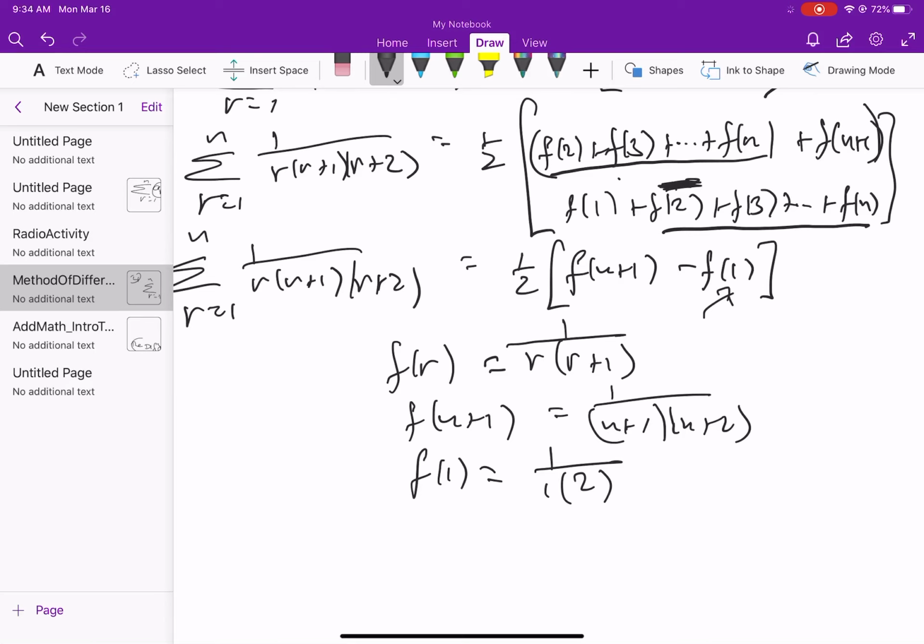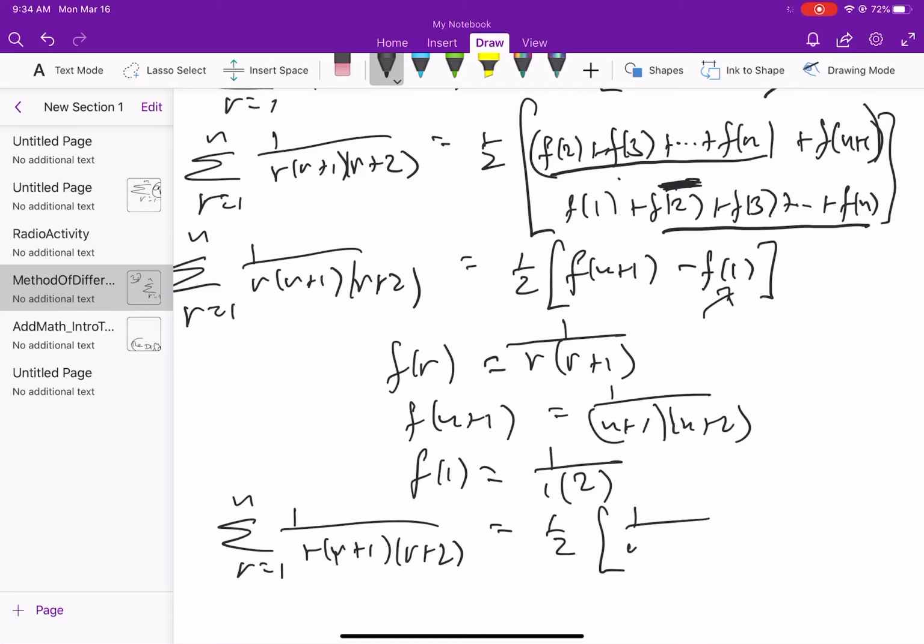And therefore the sum from r equal 1 to n of 1 upon r into r plus 1 into r plus 2 is equal to a half into f of n plus 1, 1 upon n plus 1 into n plus 2, minus f of 1, which is a half. I'll leave the simplification for you.